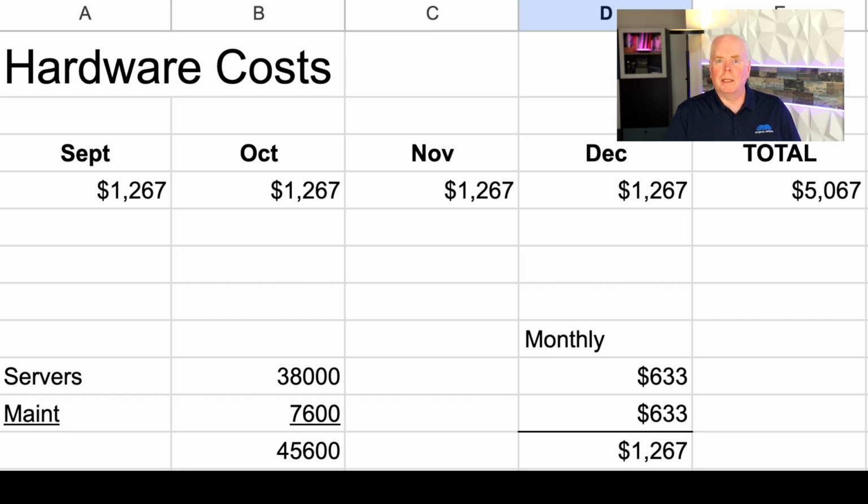And then I took that 20% maintenance number, divided it by 12 months, and look, it's actually the exact same number, which just happens to be coincidental. But that gives us about $1,260 something that goes out every month on the books related to the computer hardware.